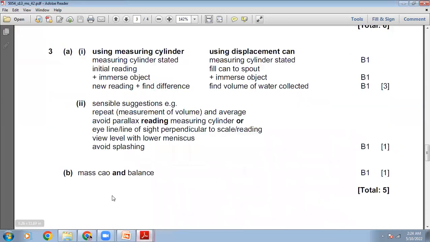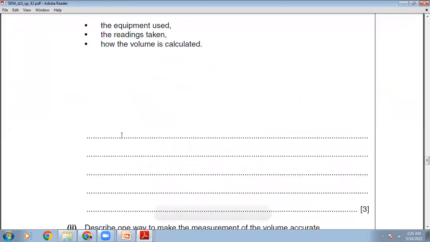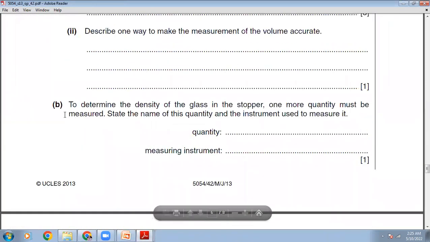So let's have a look at the marking scheme. I have given this answer. Measuring cylinder stated, fill can to spout, immerse the object, find the volume of the water collected. So our answer is right. Okay, so that was a 3-mark question.